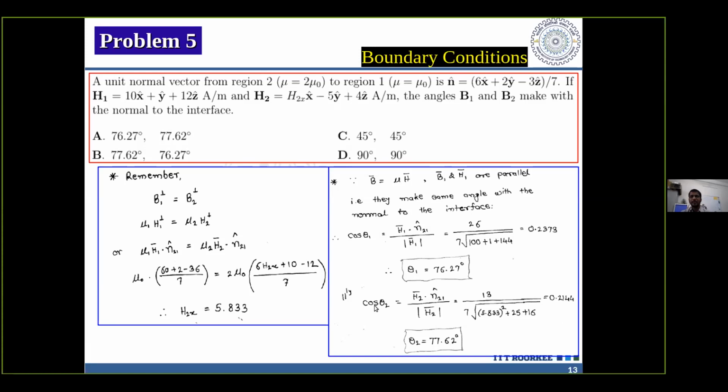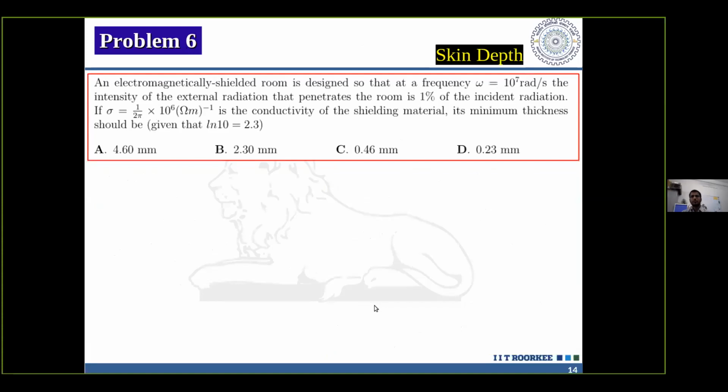Okay. So there's one problem. I have only one problem, then I will be done. So another problem is on skin depth. Now if you go through the previous question papers, I have observed that at least one problem is from skin depth, or related to the skin depth, or the formula which is related to the skin depth.